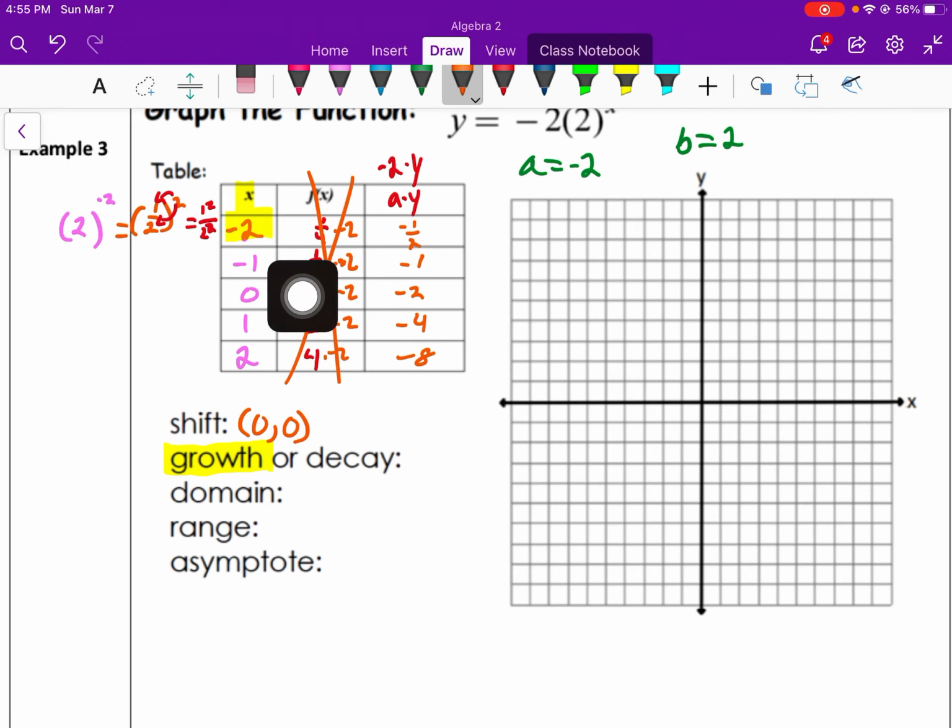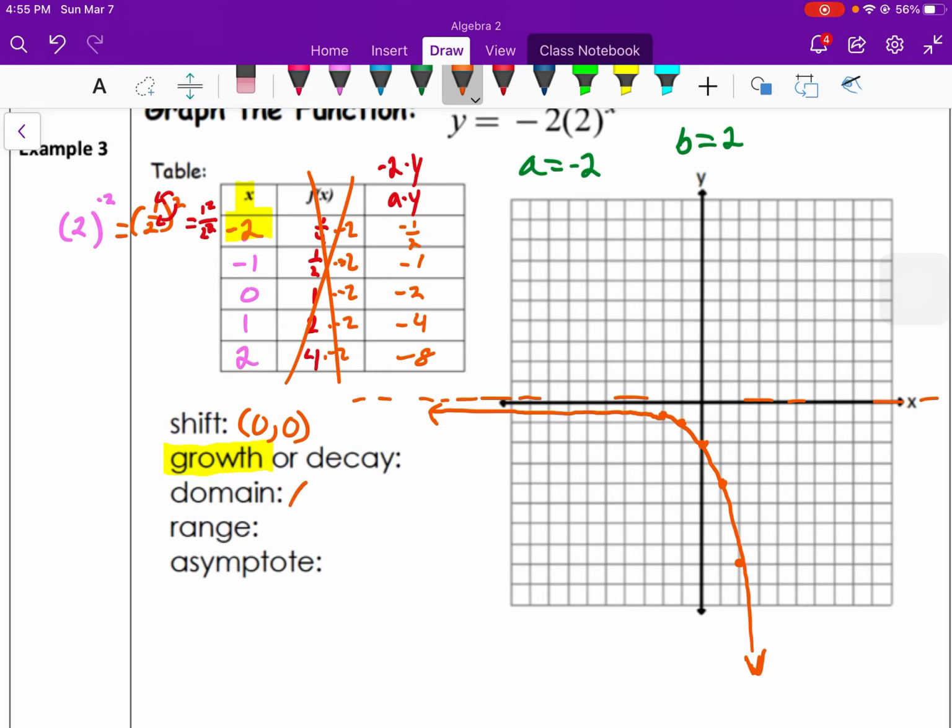Now let's plot these new points. So it looks like -2, -1/2, -1, -1, 0, -2, 1, -4, and then 2, -8, which should be right here. So really quickly growing, and then approaching the asymptote. It's not going to cross that line. It's just approaching this asymptote.